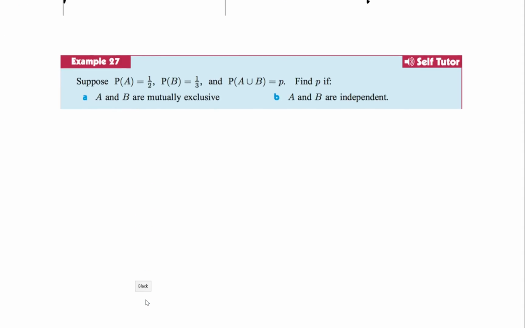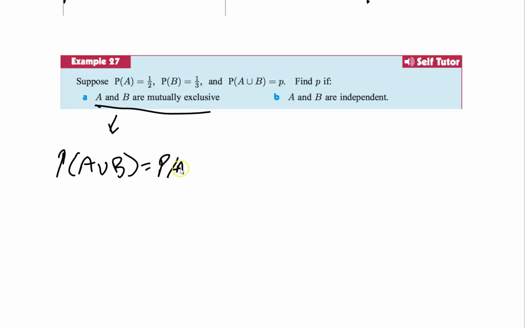So right here. Suppose probability of A equals 1/2, probability of B equals 1/3, and the union equals P. Find the union, find P, if they are mutually exclusive. So again, notice how they tell you right here? Oh, they're mutually exclusive. So you use the formula: probability of A union B equals probability of A plus probability of B. It's our normal formula with this thing being 0. And you just plug stuff in.